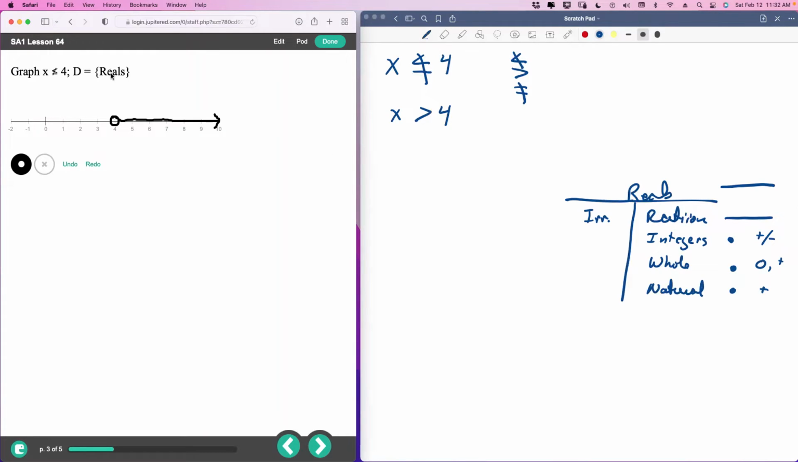Because reals, which is our domain, is the line, it includes the numbers in between the integers. So we have to show that. All right, let's look at the next one. Let me erase this part right here.